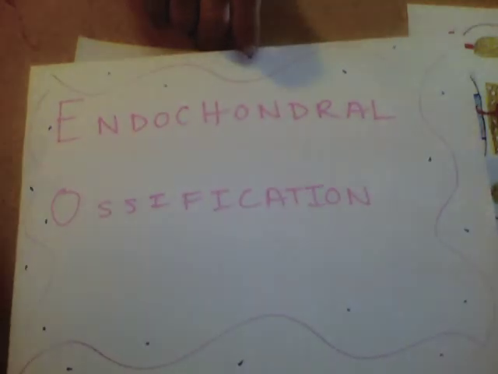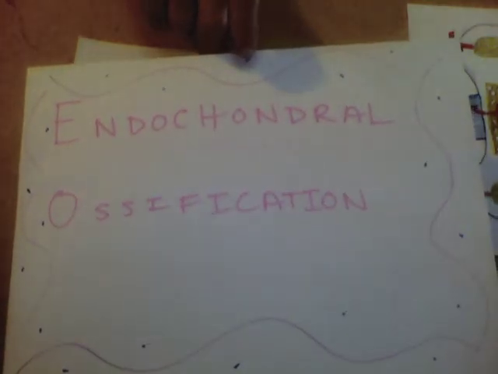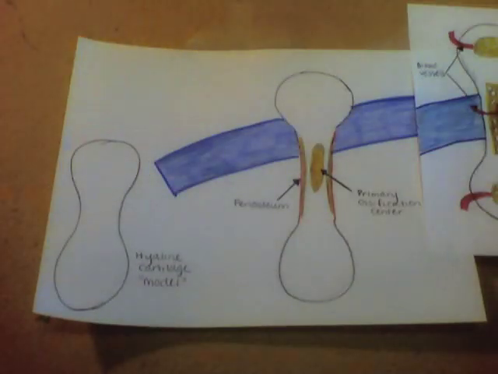Today we're going to be talking about bone growth and development, and we're beginning with endochondral ossification. Endochondral ossification is one of two essential processes for the development of the skeleton. Ossification means bone formation, and this affects the formation of all bones except the intermembranous bones, or irregular bones, which we'll be getting to later.